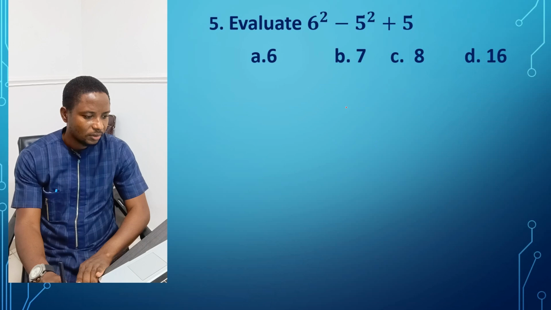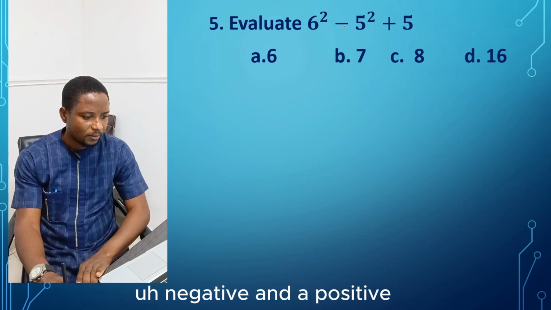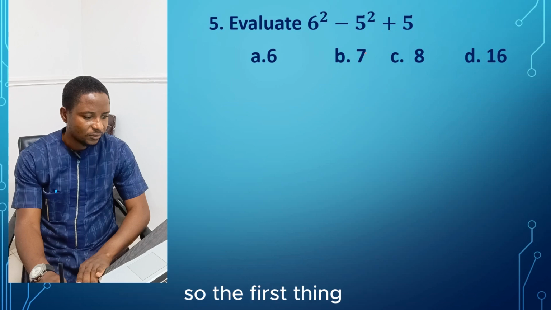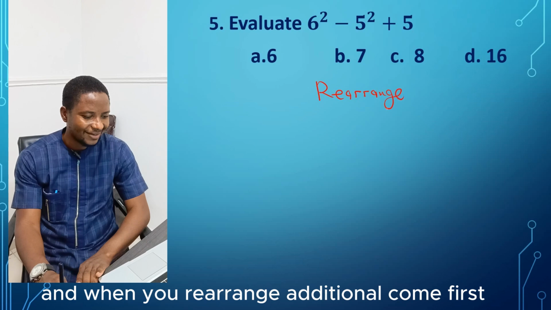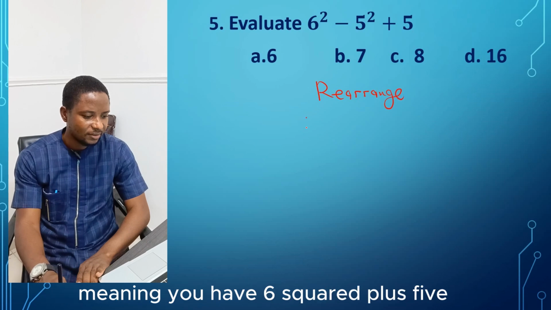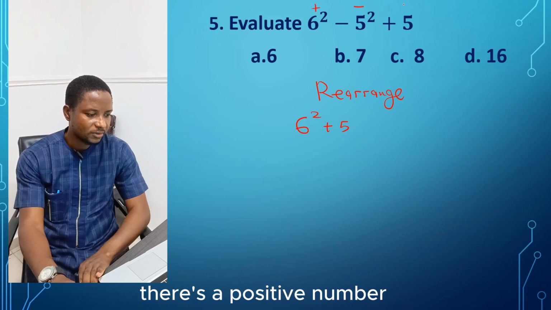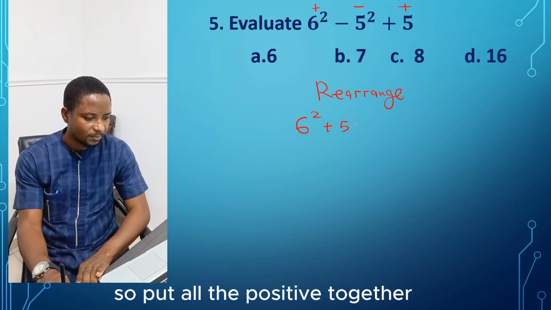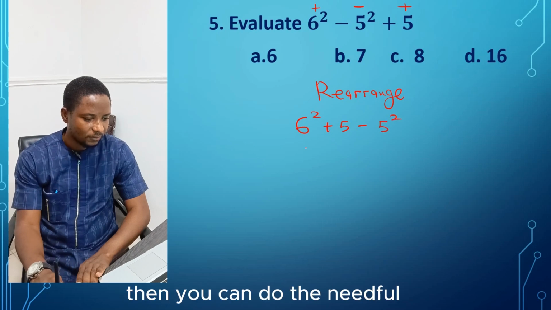We have two signs there, a negative and a positive. So the first thing I will encourage you to do is to rearrange. When you rearrange, addition comes first, meaning you have 6 squared plus 5, because this is a positive number, this is a negative number, and this is a positive number. So put all the positive together, then you can do the needful.